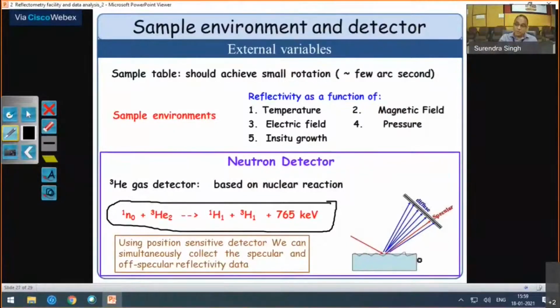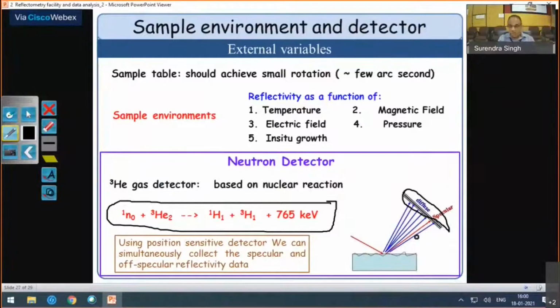If you have a sample, rough interfaces, thin film sample, and neutron beams falling on that, then you will have all kinds of reflection from there, specular as well as diffuse. And if you use this position sensitive detector over here, you will be able to use both specular and off-specular reflectivity simultaneously. Okay, so this completes the instrument part of neutron reflection.